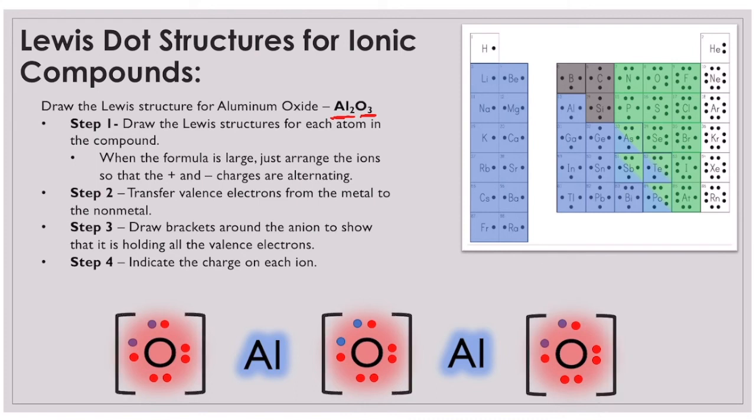So we're going to put our brackets around the oxygen atoms to show that they are possessing all of those electrons now. And now we just need to indicate the charge on each ion. So remember, each aluminum atom lost 3 valence electrons, so it's going to have a +3 charge. And oxygen, each one gained 2 electrons, so they're going to have -2 charges. And so this would be the completed Lewis dot structure for the ionic compound aluminum oxide.